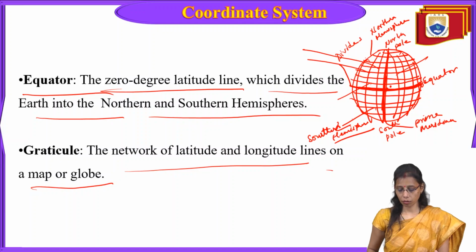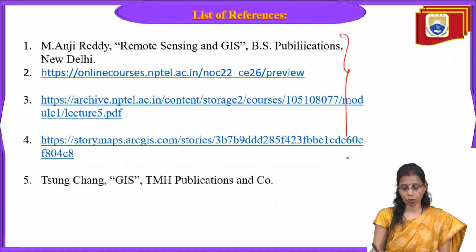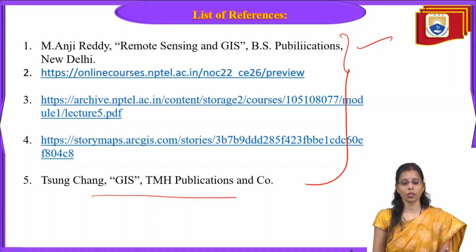These are the references you can go through to find out more content. You can go through the Manji book and the reference links to find more information about the coordinate system. You can also refer to the Chang book regarding GIS for the coordinate system, the reference system, map transformation, or any kind of projections, if you want to know more.